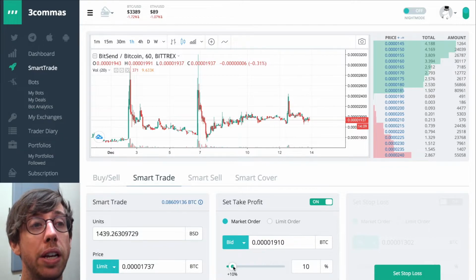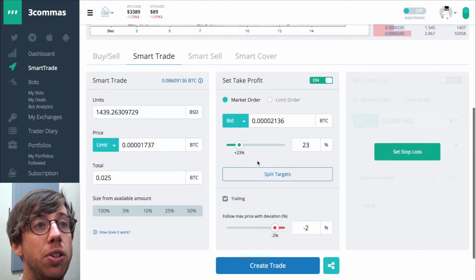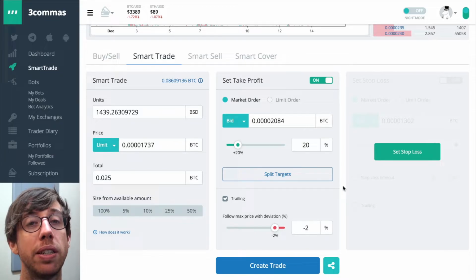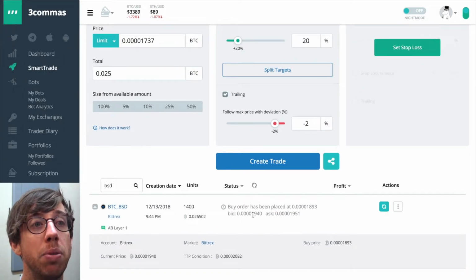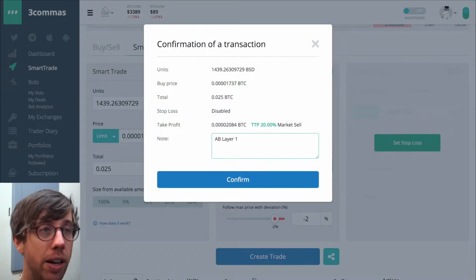If you want to be a risk taker, you could, of course, put it all the way up to where you had your take profit before. So take profit condition was at 2082, so I could shoot for 2082 just under there, or 2084. There we go. There's 20%. So what was once 10%, now it's 20%. I'm going to create my second layer there.